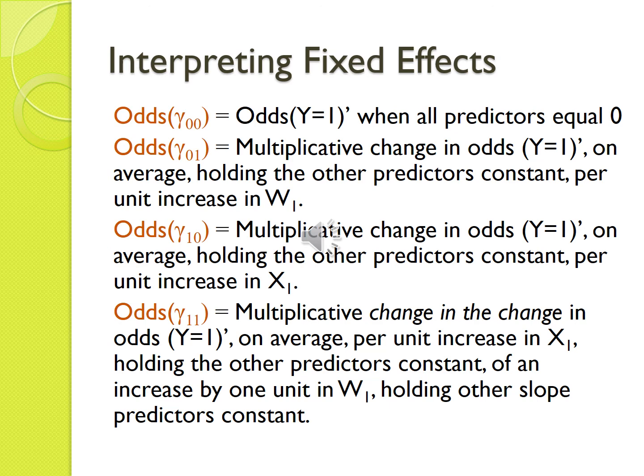But when it comes to the interaction effect, which usually starts with gamma 1,1, we're talking about a multiplicative change in change. On average, per unit increase in X, holding all the other predictors constant, of an increase by 1 unit in Y, holding other slope predictors constant. So that's a mouthful, but what you have to talk about now is a change in change. Again, we will be using this in class. So this is the hardcore introduction to logistic HLM. But as you will see, the interpretation is the hardest part of this entire thing.